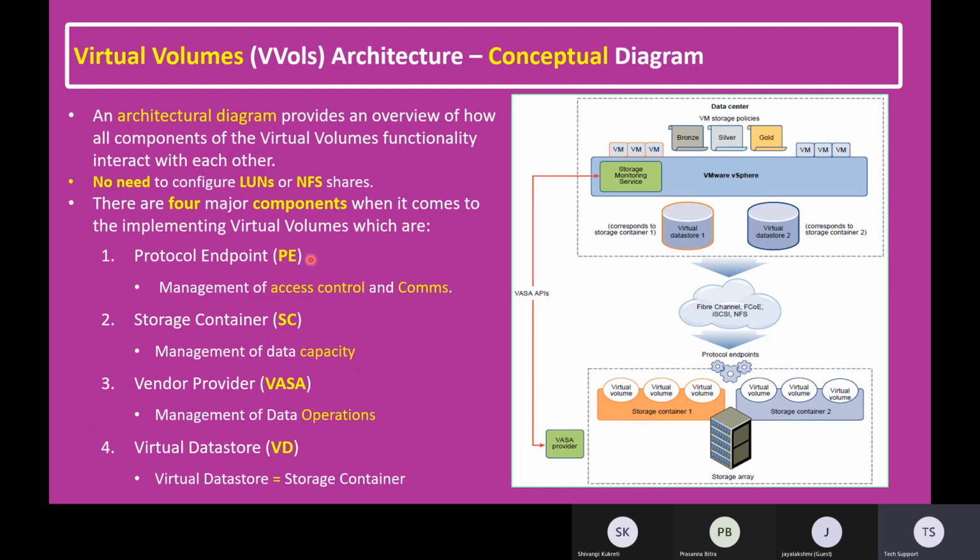In short form, we call it PE. So the main concept is the protocol endpoint. This endpoint will maintain all the data path. And as I mentioned, vVols can be configured on FC SAN, FCoE SAN, iSCSI, and NFS. Still the same as our previous architecture.